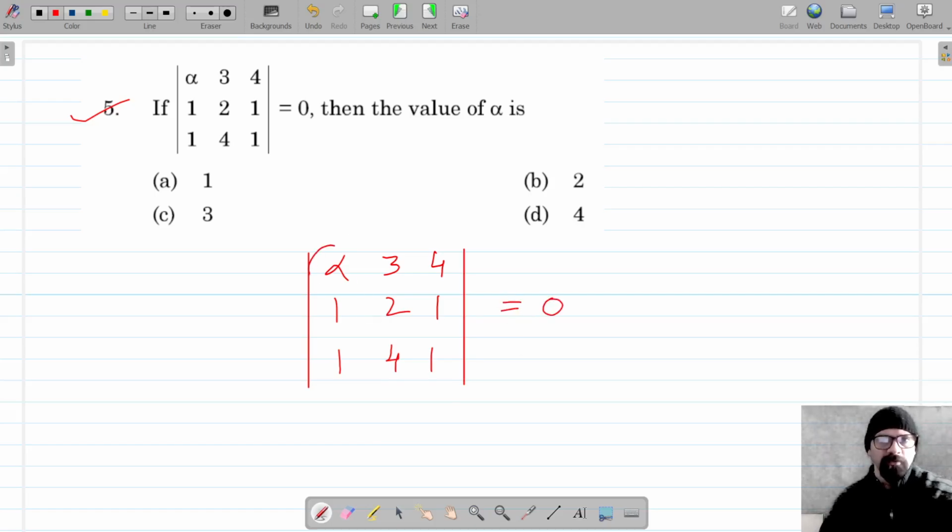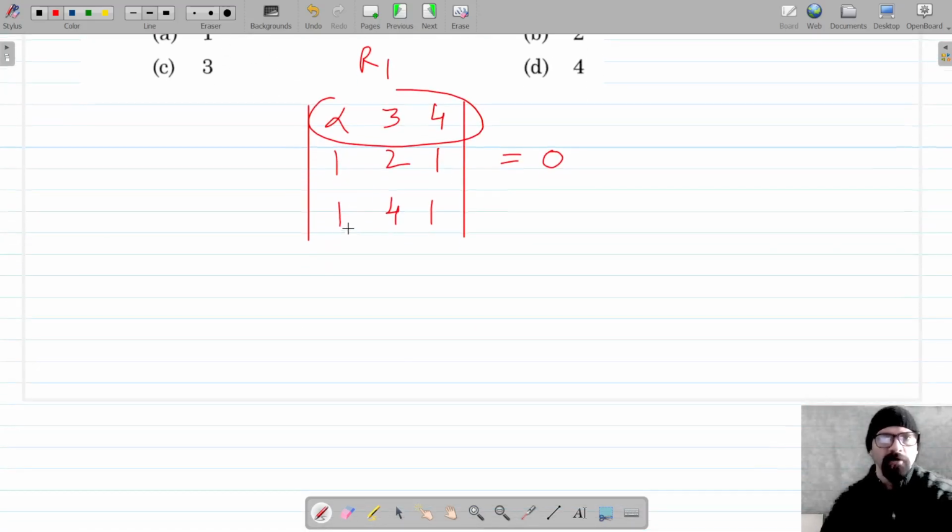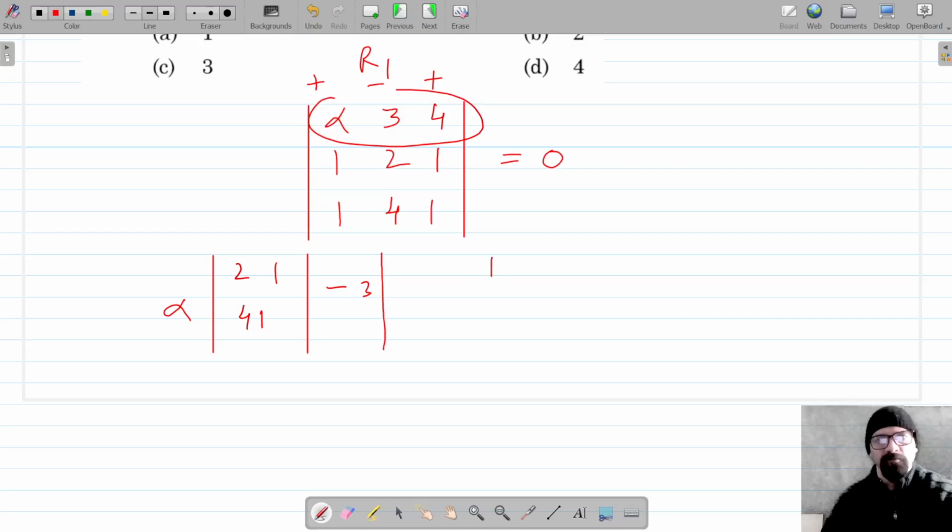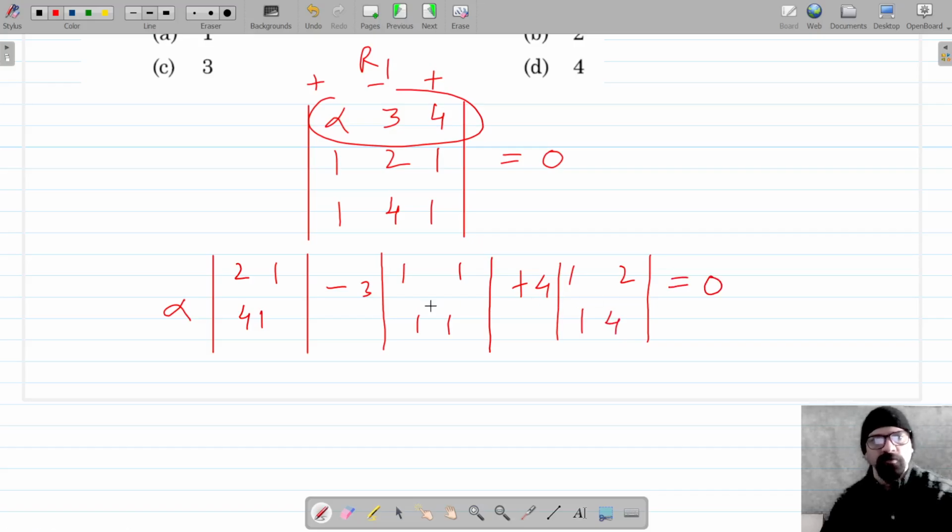So let's try to expand this determinant along the row R1. For that, I'm going to use signs positive, negative, and positive. So this is alpha, and the determinant left after removing the row and the column for alpha is 2 1, 4 1. Then it's a negative sign and 3, and the determinant left after removing the row and the column for 3 is 1 1, 1 1. After that, it's plus 4, removing the row and the column for 4, it gives me 1 2, 1 4, that is equal to 0.